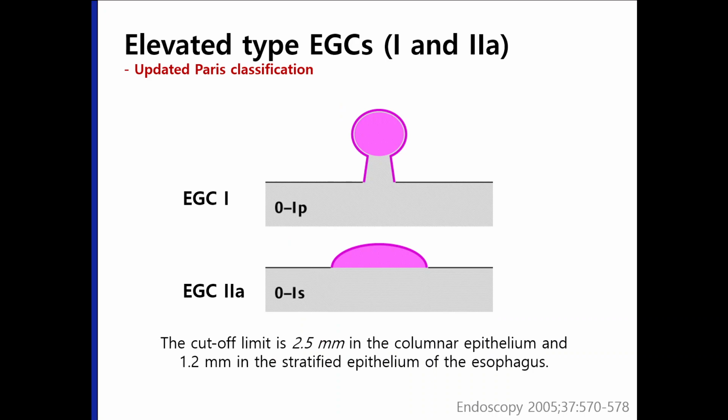The distinction between EGC type 1 and 2A is not clear. A 2.5 millimeter cutoff limit was suggested in the updated Paris classification, but it is difficult to apply in real clinical practice. Instead, I'd like to show you some examples.